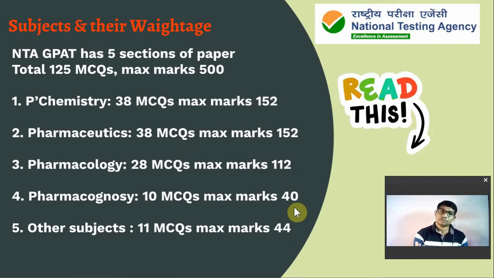Then from statistics, meaning your industrial pharmacy, biopharmaceutics, then your physical pharmacy, pharmaceutical engineering, and dispensing, this is again a bunch of 5 subjects. They are going to ask you 38 questions. Pharmacology means Pharmacology 1, 2, 3. They are going to ask you 28 questions. Pharmacognosy 1 and 2, from that they are going to ask you 10 questions. From other subjects like jurisprudence, quality assurance, pharmacy practice, etc., they are going to ask you 11. So this is the subjects and their weightage.